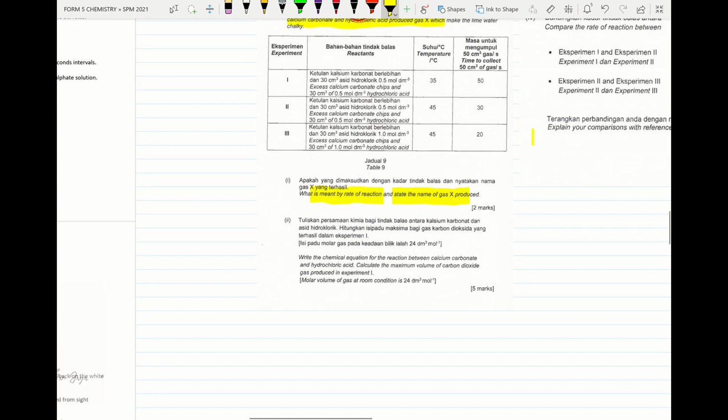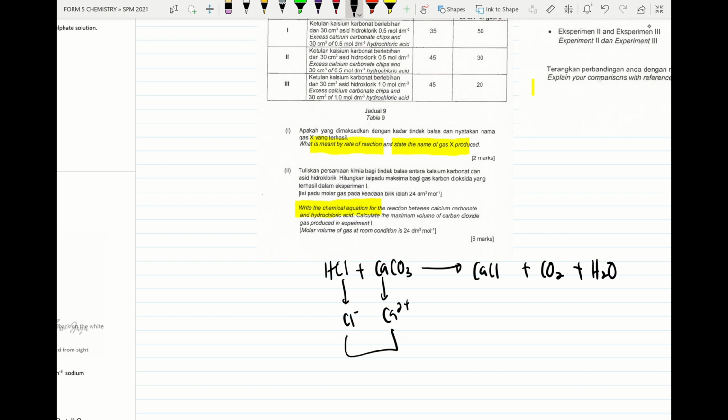So we try to do what? We try to write down the equation. I try to do this second question: write down the chemical equation for the reaction between calcium carbonate and hydrochloric acid. So I write down here, hydrochloric acid reacts with calcium carbonate. What will I get? Calcium chloride, carbon dioxide and water. We take the calcium ion and chloride ion and combine them together, CaCl2. So this is the equation.